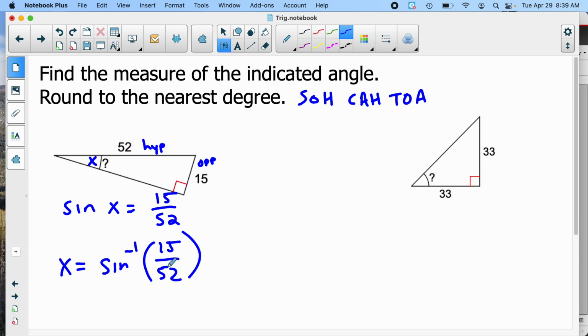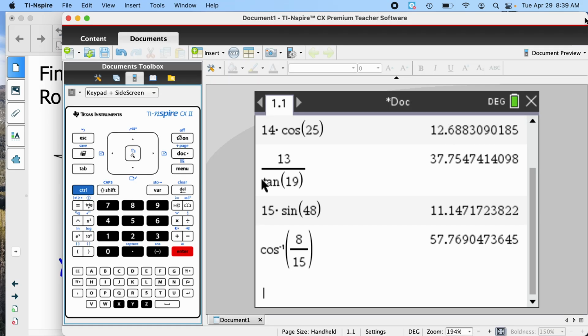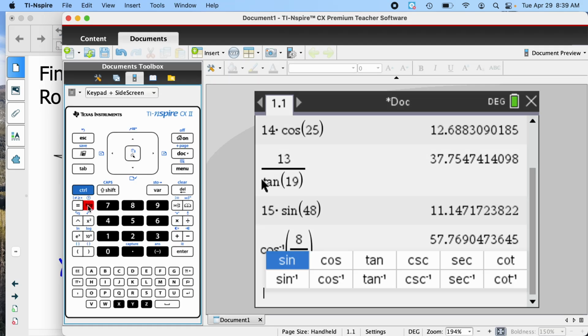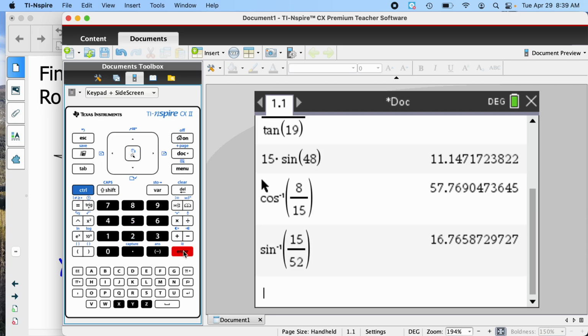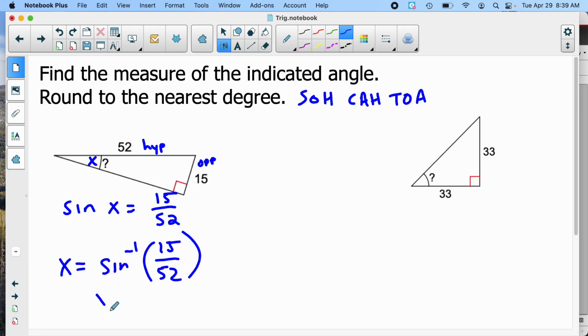Let's go to the calculator. Trig, choose inverse sine of 15/52. How about to the nearest degree, 17 degrees. 16.7 rounds up to 17 degrees. And that should make sense. Look at that picture. Doesn't that angle up here look pretty small? It's about 17 degrees.